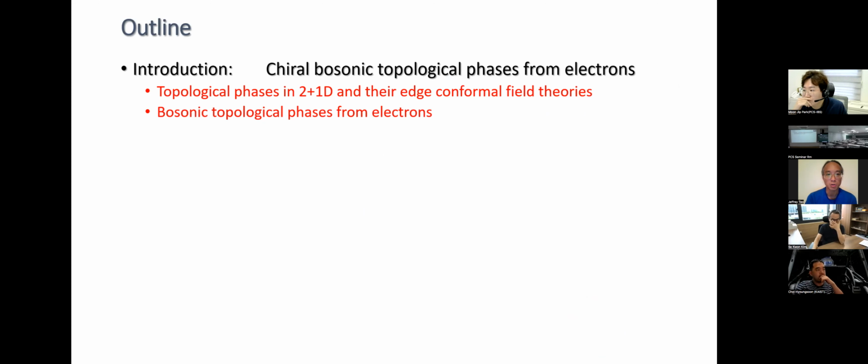So the most important keyword is bosonic. Throughout this talk, I'll only focus on phases that are constructed from electrons. We all know electrons are fermions. So there is a notion of what we exactly mean by bosonic topological phases constructed from electrons. I'll first need to define this notion before I can move on.